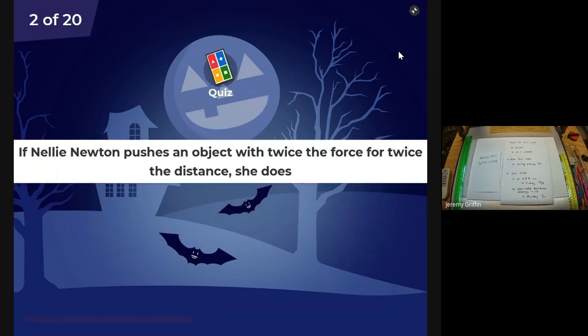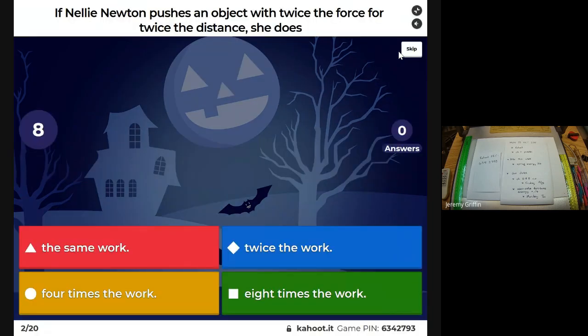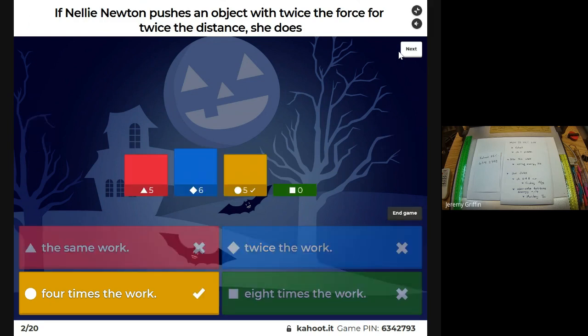If Millie Newton pushes with twice the force for twice the distance, she does how many times the work? Double the force, double the distance. Yeah, this is a spooky Kahoot. All right, why would it be 4 times the work? Let me flip my screen back over and show you why.